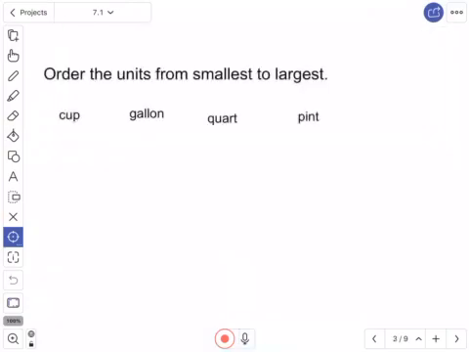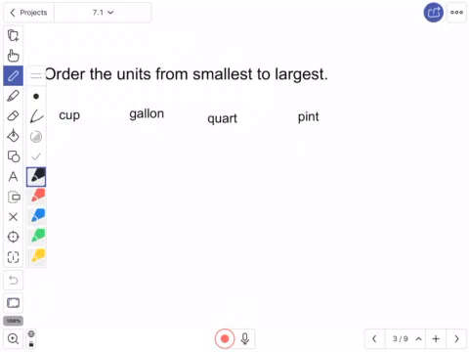On this next slide, I'm not going to stop the video, but it's something I want you to think about. I'm going to give 30 seconds. If we were in class, I would have all of us do this. We're going to order these units from smallest to largest. So we have cup, gallon, quart, pint. We'd have to think, okay, which one is first? Which is the smallest one? What's the next smallest? Then it's starting to get bigger. Which one's the biggest one?